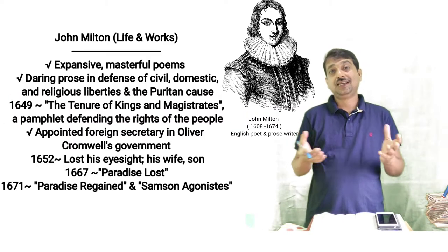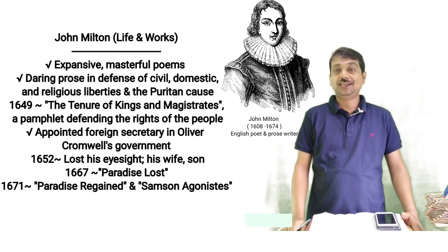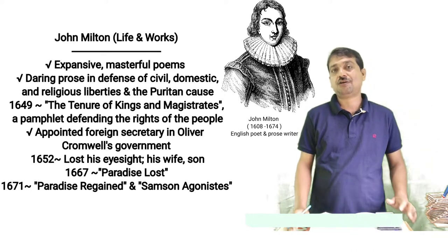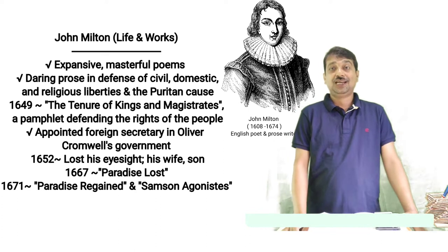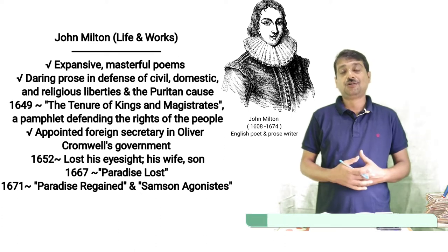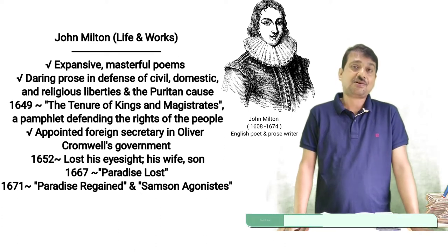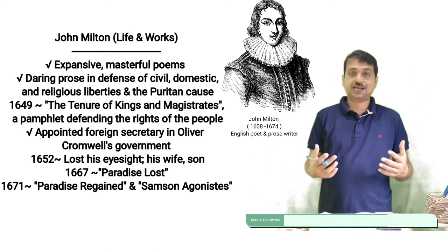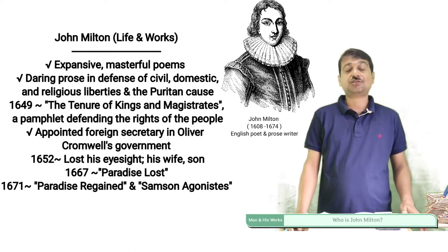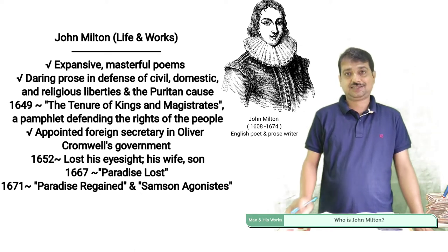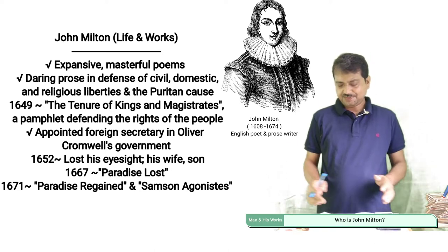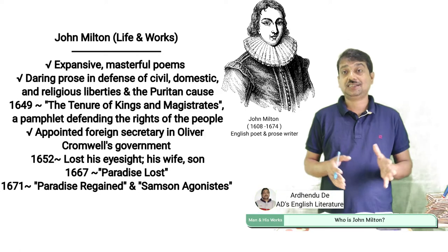John Milton is an English poet and prose writer. He is best known for composing expansive, masterful poems in a variety of forms and daring prose in defense of civil, domestic and religious liberties and the Puritan cause. In 1649, he published The Tenure of Kings and Magistrates, a pamphlet defending the rights of the people against tyrants, and was appointed Foreign Secretary in Oliver Cromwell's government, a position that he held until 1660.